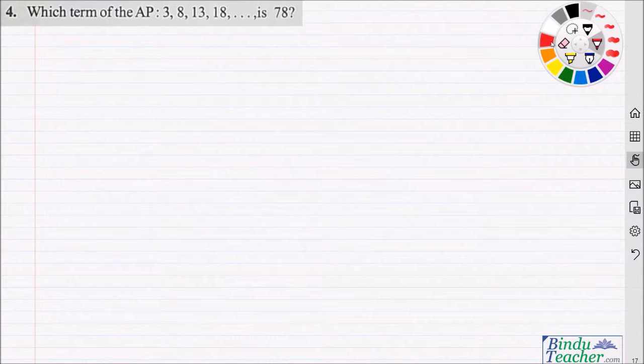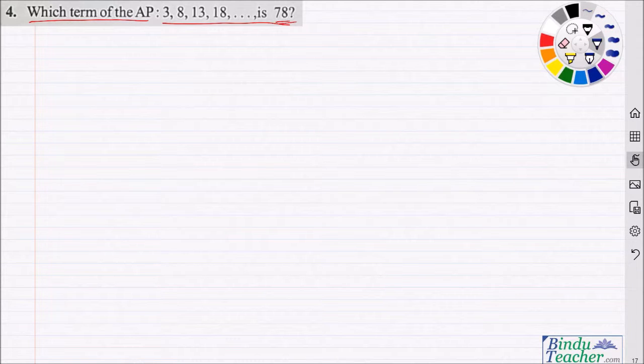Let's solve this question together. Which term of the arithmetic progression 3, 8, 13, 18 is 78? They have given us an arithmetic progression and the list of numbers are 3, 8, 13 and 18. In this arithmetic progression, we have to see where does 78 come in? What is the term? In other words, what is the value of n?